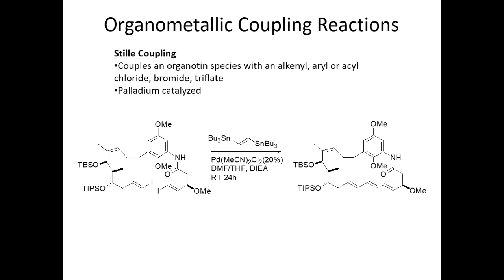So for this particular reaction, the Stille coupling, you have an organotin species that can be vinyl, aryl, or acyl. And then you have a palladium catalyst, right? And in this case, you can see the palladium catalyst here. It's palladium coordinated with acetonitrile and chlorine, and then the reaction is done in DMF and THF at room temperature with diisopropylethylamine as a base.